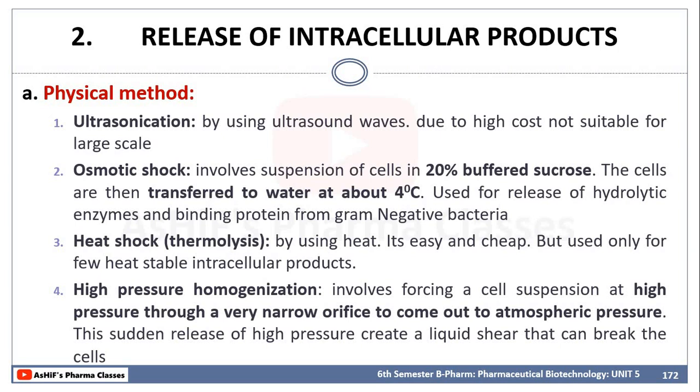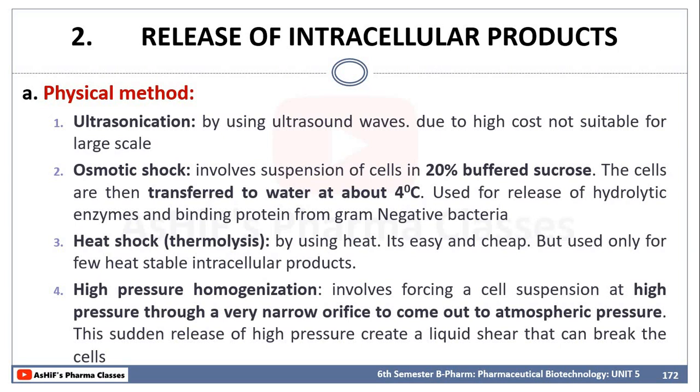Now let's see what are the different physical methods. First one is ultrasonication. By using ultrasound, we can make pores in the cell wall of the microorganism so that the intracellular product will be released through the pores. And second one is osmotic shock. I hope you know what will happen if we place a cell in a hypoosmotic or hyperosmotic solution. So this is one of the methods.